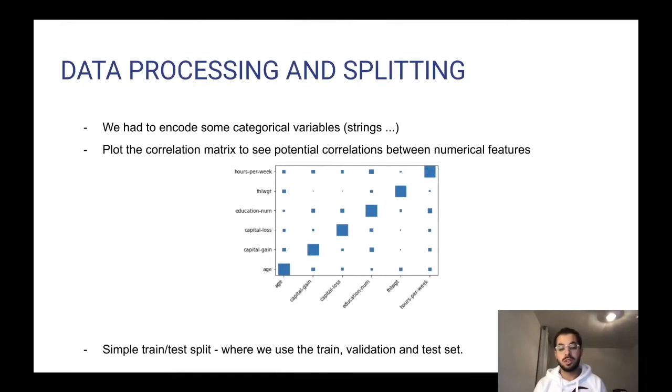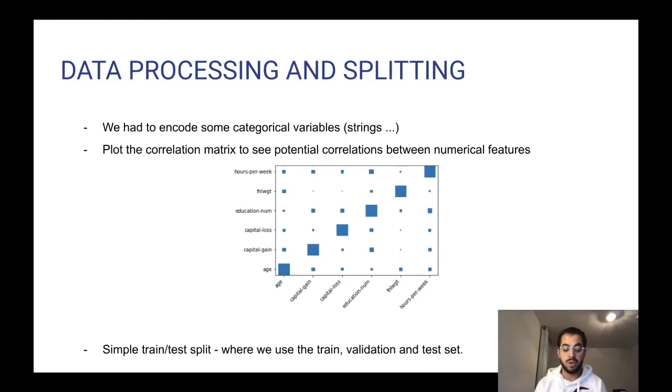Regarding the data processing and splitting, we first had to encode some categorical variables using one-hot encoding or other tools. Then we plotted the correlation matrix to see potential relations between the different features. We did this just to get a first look at the data and see if there are features that are associated with others.